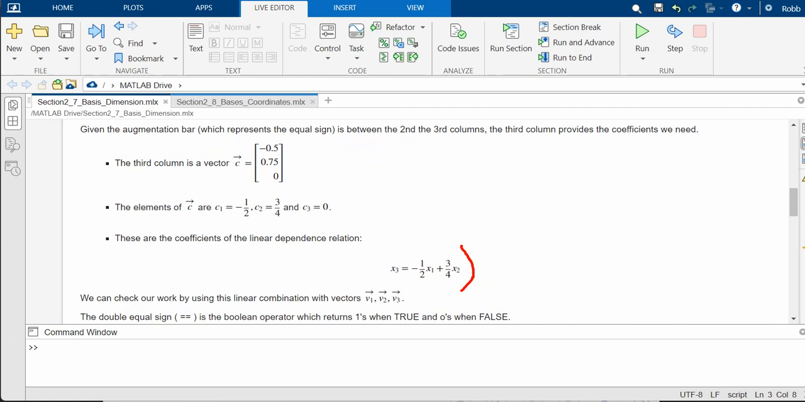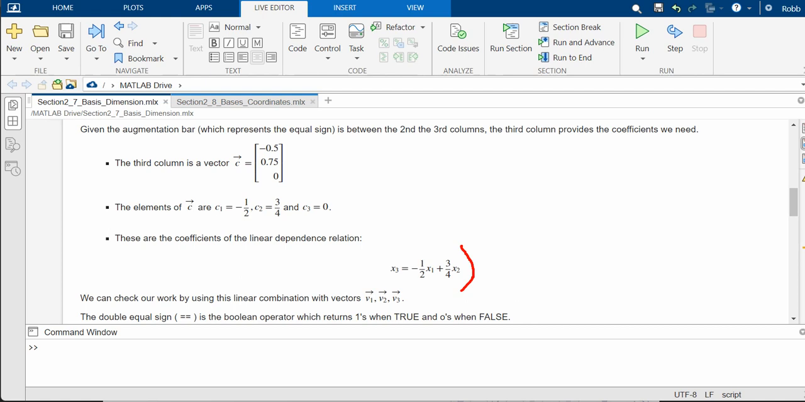Yeah, I probably should have used... So these values are the c's. The -1/2 and 3/4 are the c's. So I probably should have used v's instead of x's here, but this is what's true. The vector v3 is equal to 1/2 times the vector v1 plus 3/4 times the vector v2.